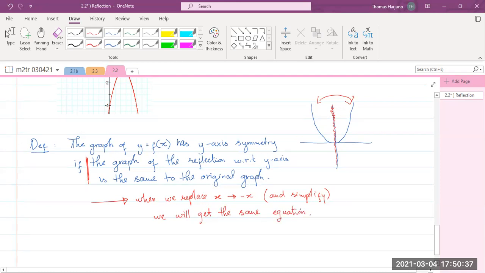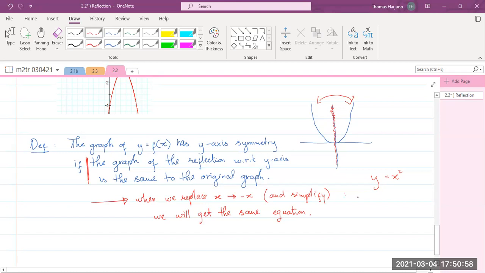So that enables us to know that the graph has y-axis symmetry without even graphing it. So you see, we know that y equals x squared has y-axis symmetry. But how do we show that without graphing? How do we show that algebraically?